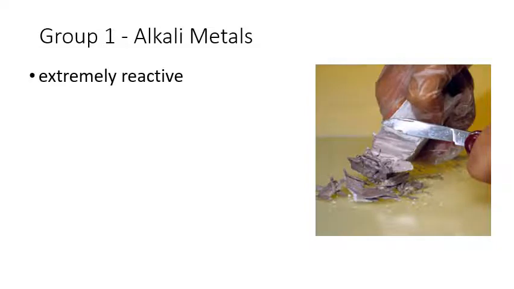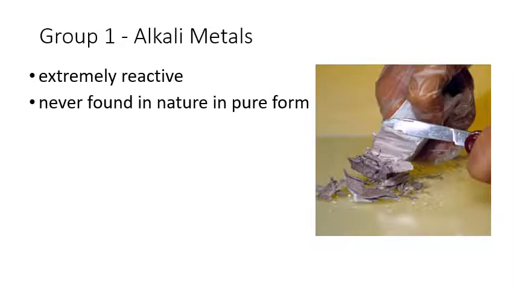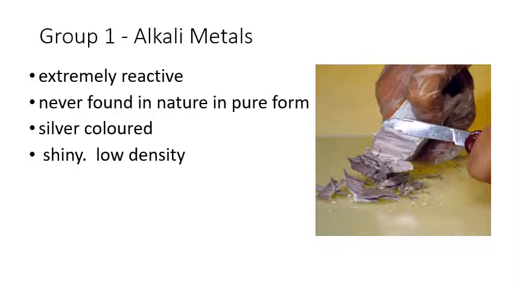These guys are extremely reactive. They're so reactive you can't even find them on their own in nature. They can't exist in nature on their own because they just react. So if you were to find a clump of sodium on its own, it would have been made in a lab. So it's never found in nature in the pure form. They're silver colored, they are shiny, and they have a very low density. These guys actually will float on top of water, which when you're in school, sometimes we show you a demonstration of that. They are soft, like I said, you can just cut them with a knife, and they have one valence electron. They only have one electron in that outer energy level.